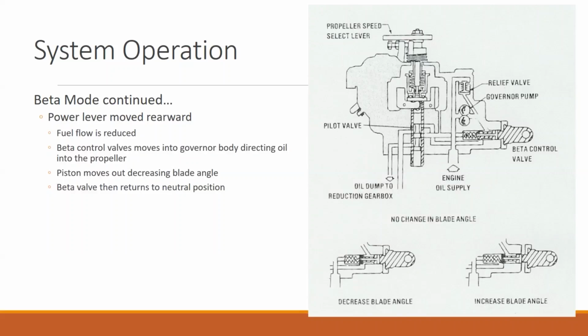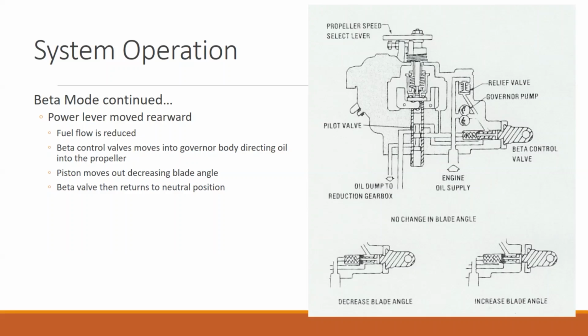Beta tends to be for ground operations, including reverse. So on landing, we would go into reverse. And then alpha tends to be more of your flight modes. That's when it gets into a mode where it starts to act more like a propeller to maintain its max prop RPM.